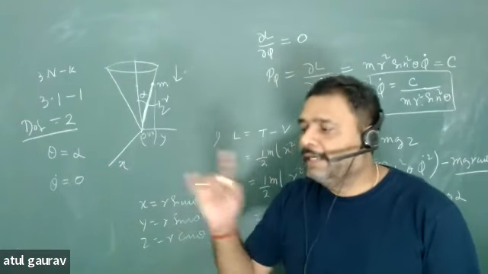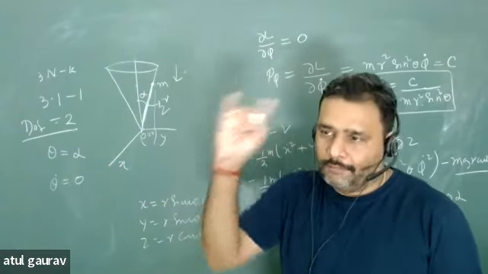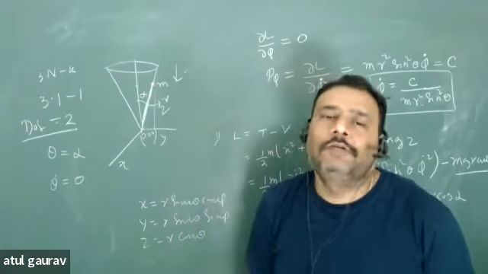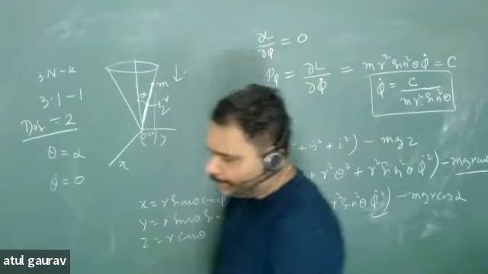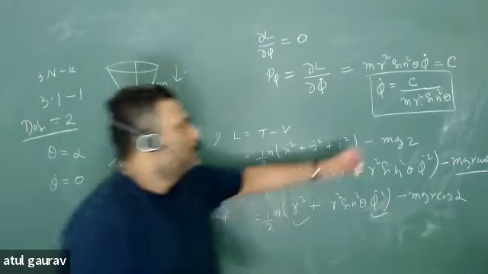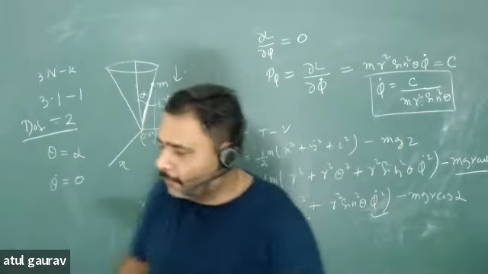Then the particle will again go upward. और फिर वो नीचे आएगा और फिर वो ऊपर जाएगा. Let's see how it is going to happen. यहाँ तक clear है ना? Yes sir. Clear. Okay, चलो. So let's try to go for the equation of motion. ठीक है? So this is the value of phi dot. Let's try to go for the equation of motion.